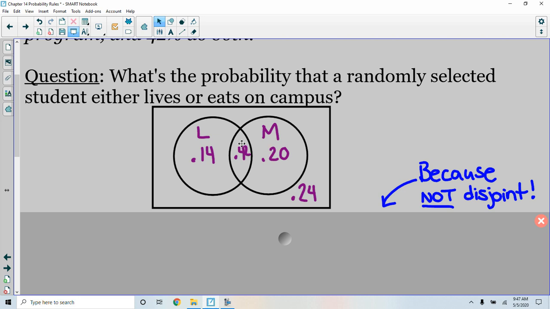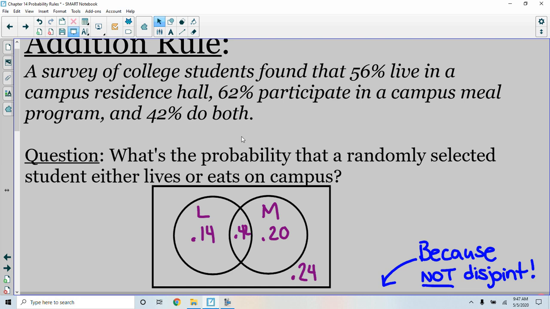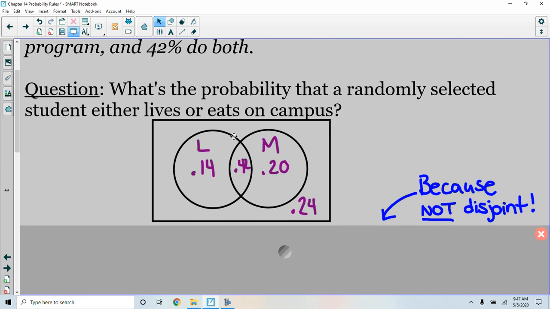So as a review, if I have 56% that live on campus, 42% of them also have a meal plan that goes in the middle, and the rest of them over here live on campus with no meal plan. 62% have a meal plan. The 42% that live on campus are in the middle, and the 20% that don't live on campus but still have a meal plan are over here. And then our probabilities always have to add up to 1, remember? So if I add these three across, I get 76. And so that means 24% of my students don't live on campus and don't have a meal plan.